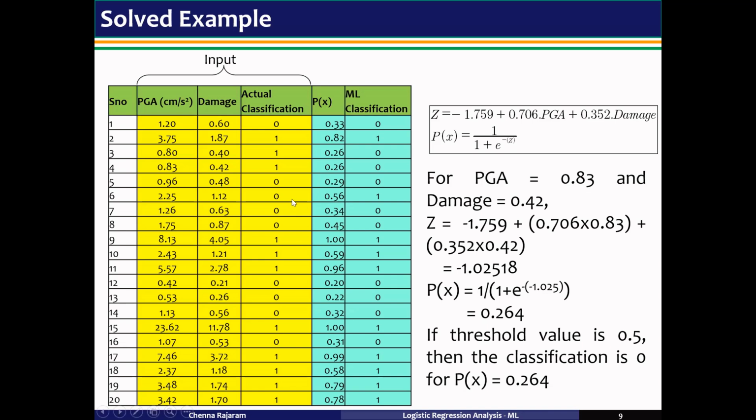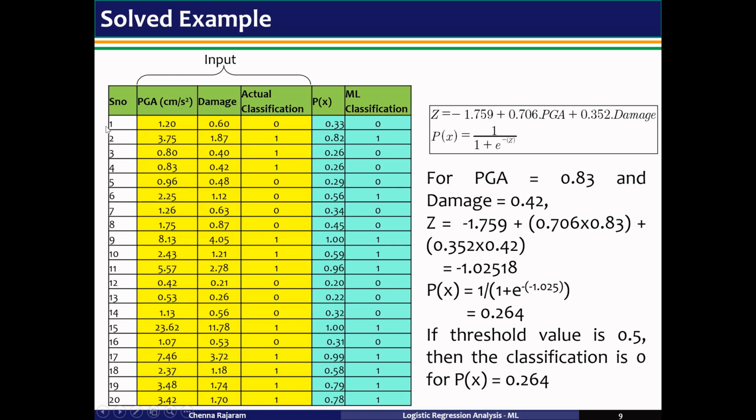Let us solve a numerical problem. In this example problem, I consider 20 values having x1, x2. Based on x1, x2, it is classified as 0 and 1. The yellow color indicates the input values and light green color indicates the output values. Based on the x1 and x2 values, substitute them in the equation z is equal to minus 1.759 plus 0.706 into PGA, which is x1, plus 0.352 into damage, which is x2. So P of x is equal to 1 divided by 1 plus e to the power of minus z.